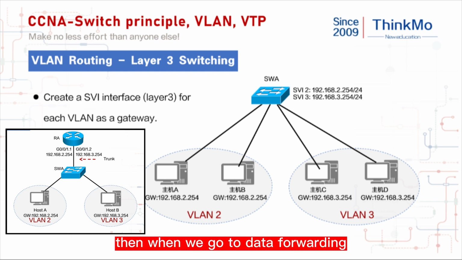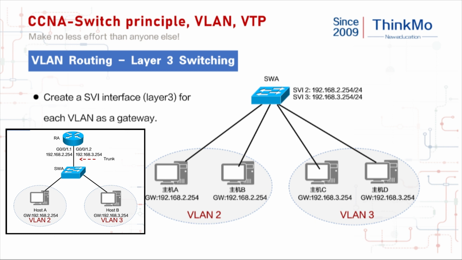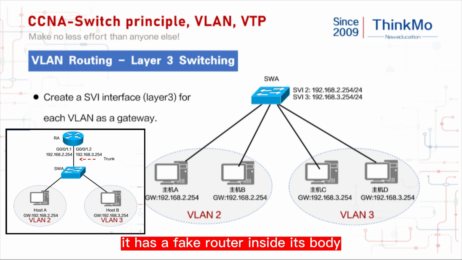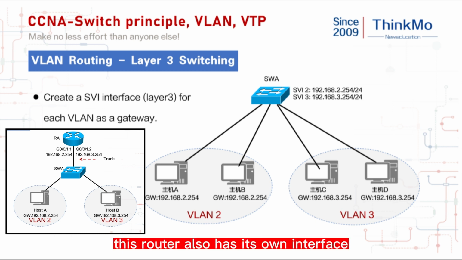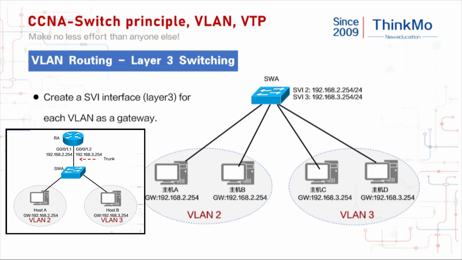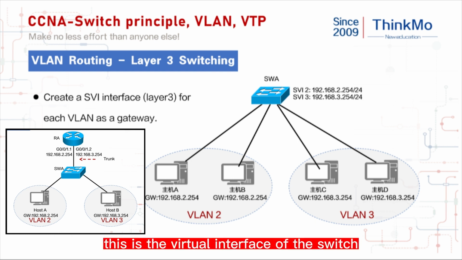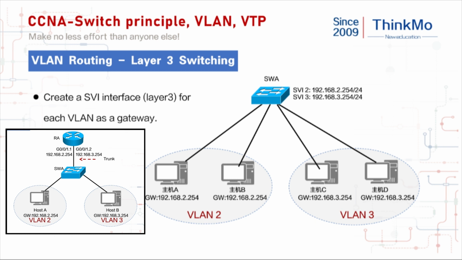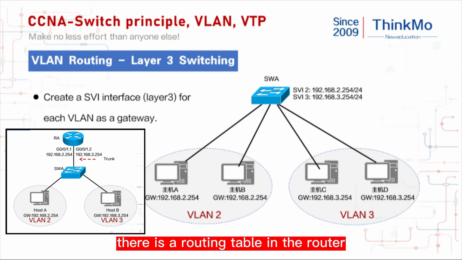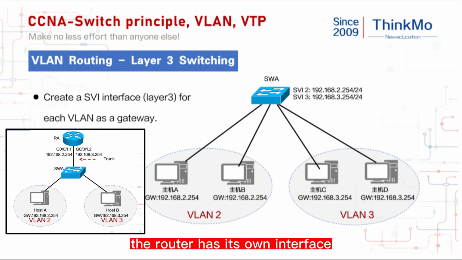Then when we do data forwarding, the PC directly accesses across network segments by finding the gateway. You can understand it as this switch having a fake router inside its body. This router also has its own interface. This interface is called SVI, the virtual interface of the switch. There is a routing table in the router. The router has its own interface, and this interface is a VLAN interface.